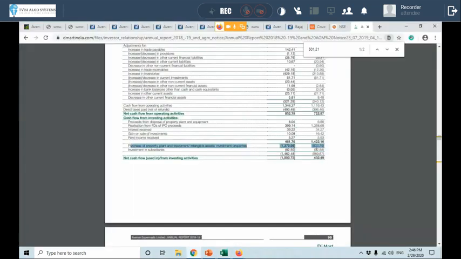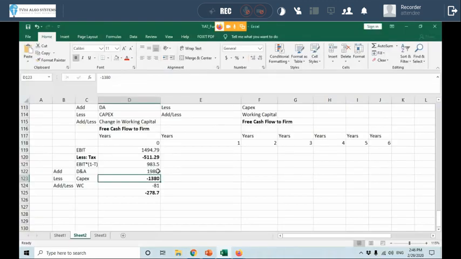Suppose management says, okay, no, our real capex requirement is only 900 crores. This is just one time we had to do, we did that. So I will write here minus 900. Right, then it turns positive. So then this is my free cash flows to firm. Basically, this is the cash available with the firm. I am interested in this cash.